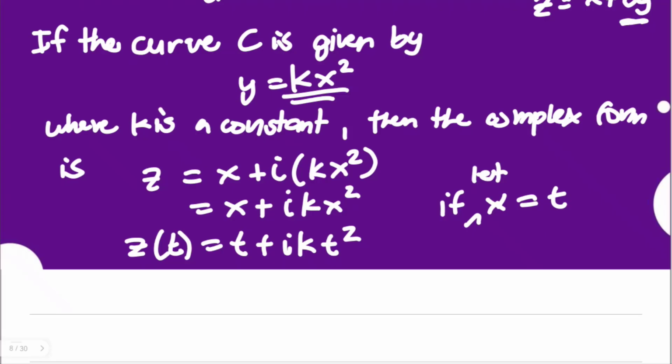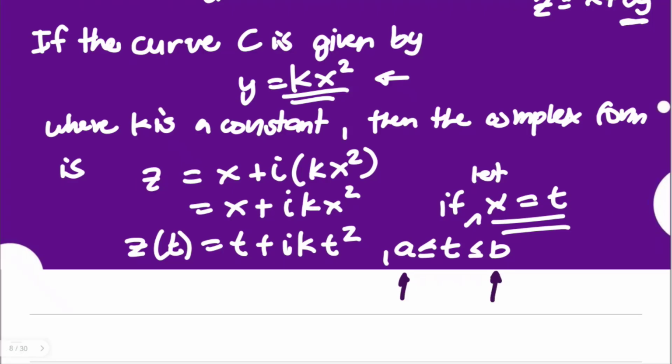We are using x equals t so that we can form it in terms of t, because earlier y was introduced as kx squared. Now, similarly, t is between a and b. How do we identify a and b? It is said that for our a and b values, it depends on the starting point and the end point of your curve.